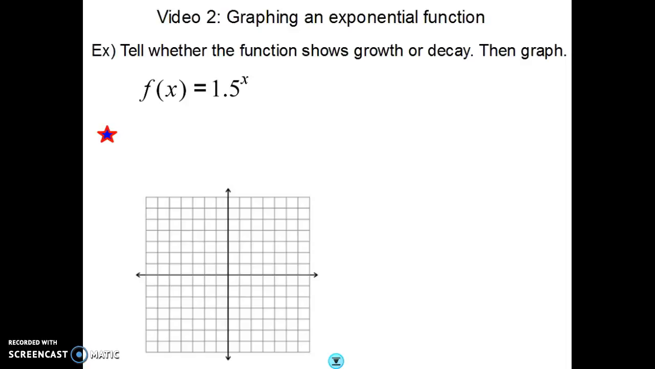There are a couple of things we'll be looking at in this video. The first is whether a function shows exponential growth or decay, and the second is we'll be exploring a couple different ways to graph an exponential function.